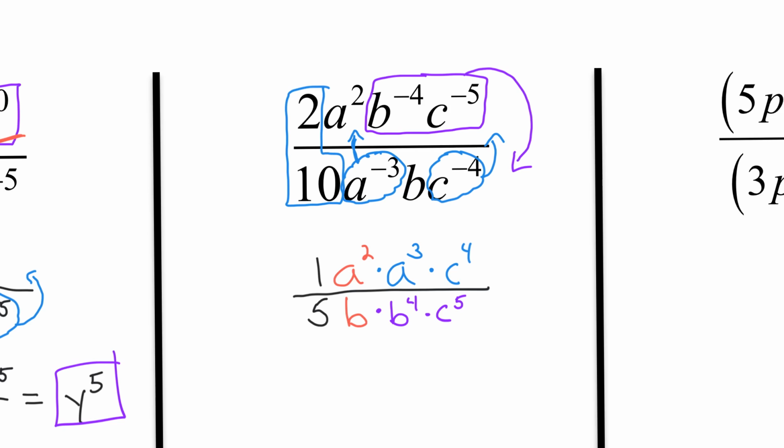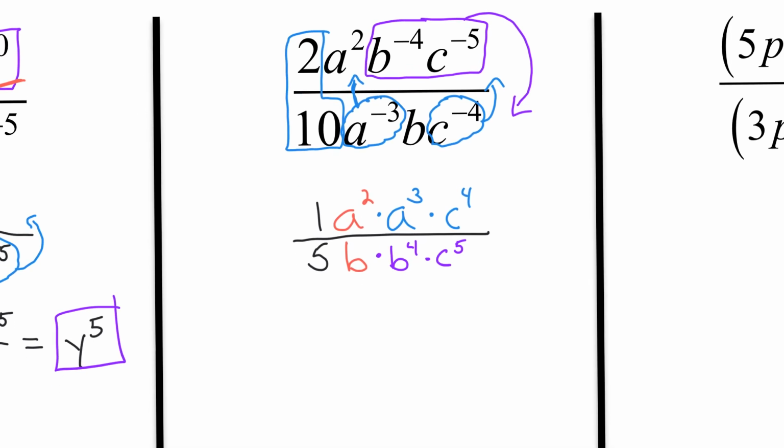So let's put the fraction line. Let me move the fraction a little bit more above. So here's the fraction line. 1 over 5, you guys cannot do anything else with the numbers, so you leave those right there. And let's go ahead and look at the a's. For the a's, notice that we have a squared times a to the 3rd on the top.